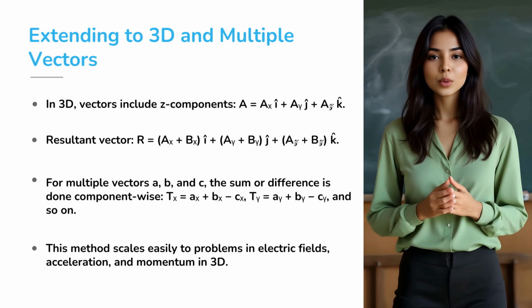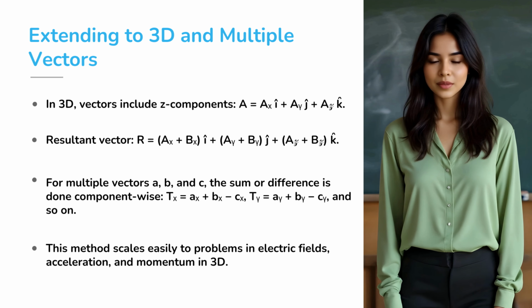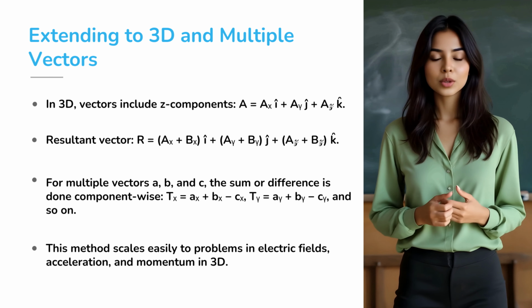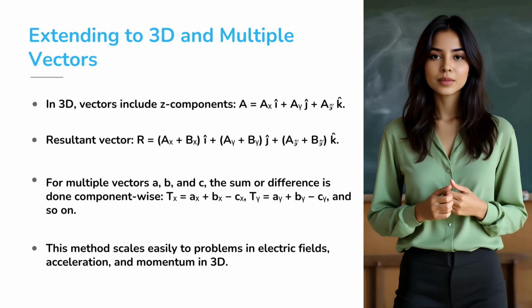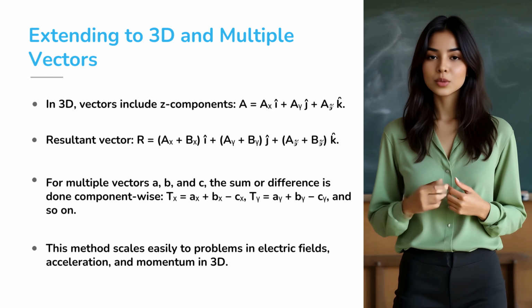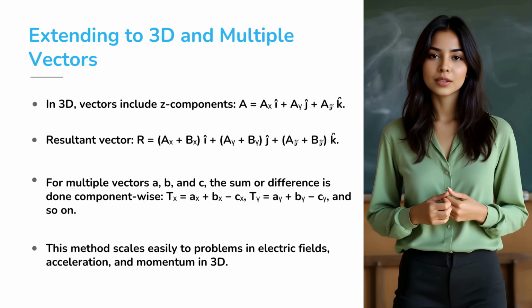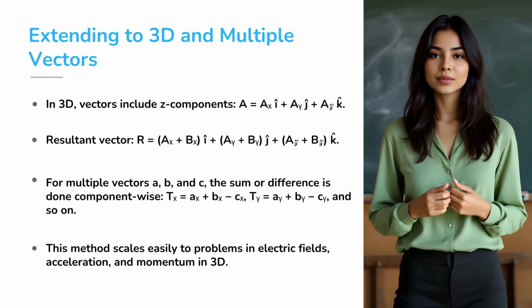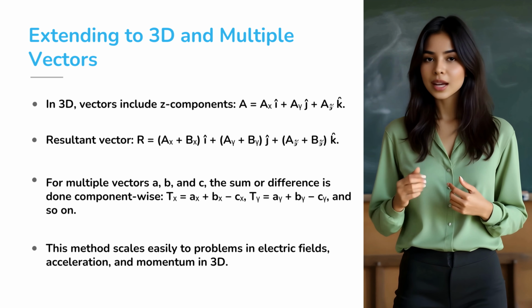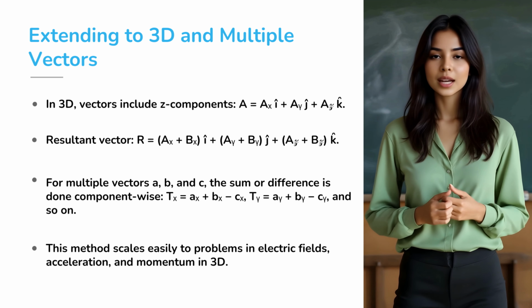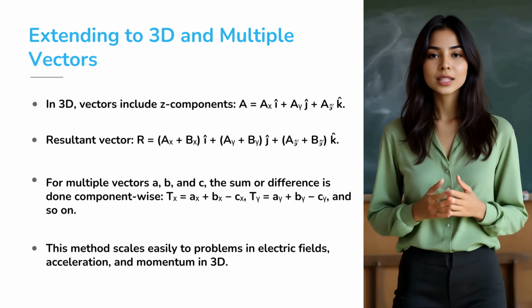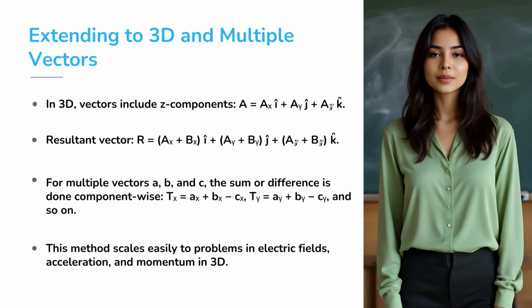And what if there are more than two vectors? Just continue adding, component by component. For example, T x equals A x plus B x minus C x, and similarly for the y and z parts. This technique is used everywhere, from analyzing aircraft movement to computing net electric or magnetic fields.